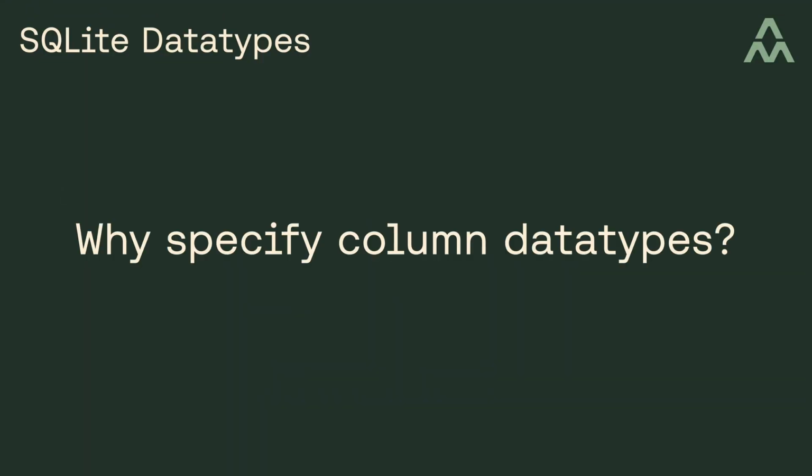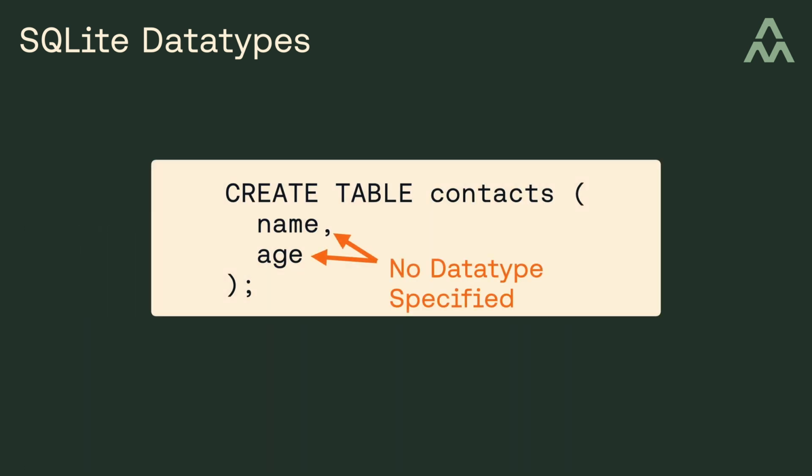So is there a point to specifying a column data type, given the fact that SQLite doesn't really seem to enforce it, as you'd expect? I mean, why not just do something like this, where you drop the data types altogether? By the way, do you think this statement is valid in SQLite? Well, let's go try this out and see.